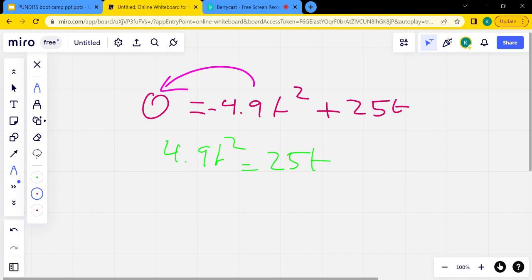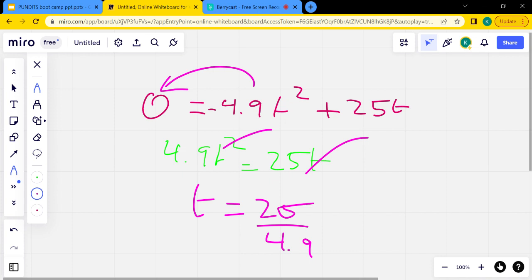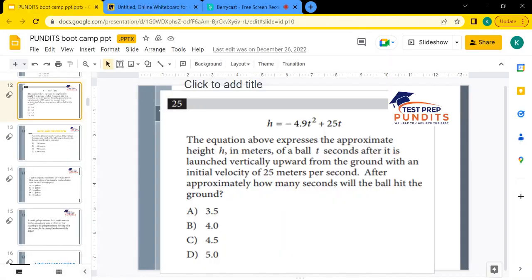We're going to cancel t on both sides. We're going to divide both sides by t, and we're going to take the 4.9 to the other side to get t is equal to 25 by 4.9. Now, if you look at the question, they say approximately how many seconds, which means the answer is not exact. We need to round off.